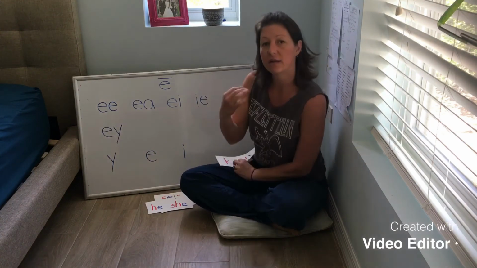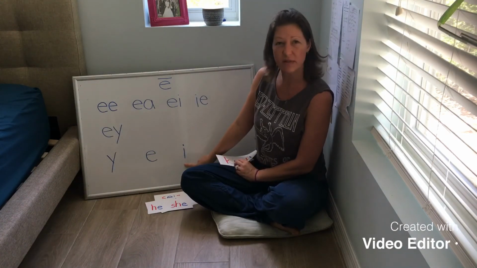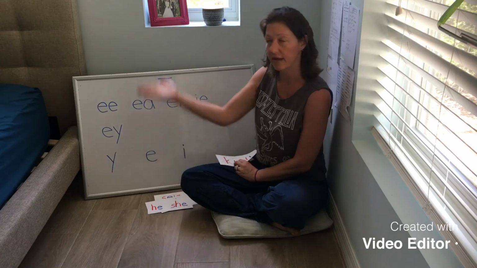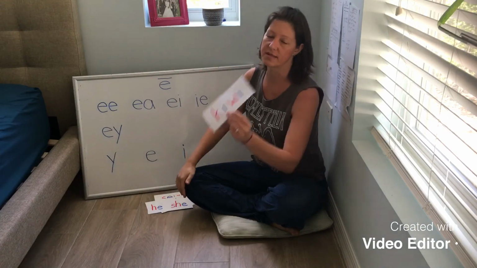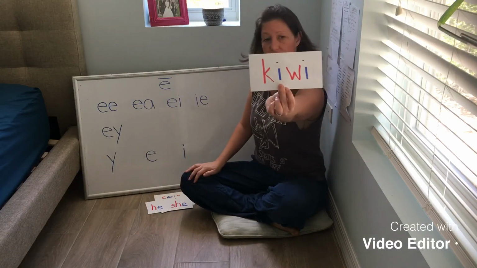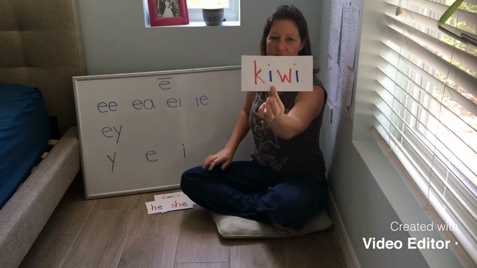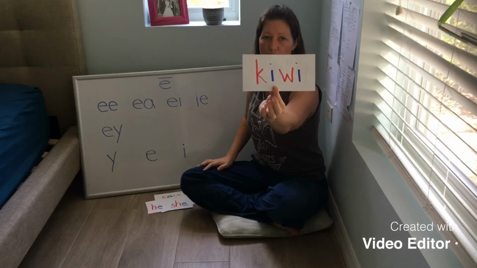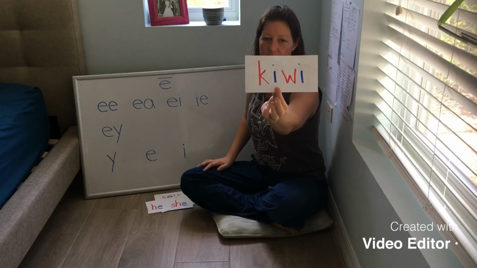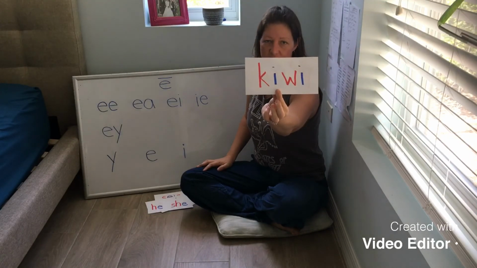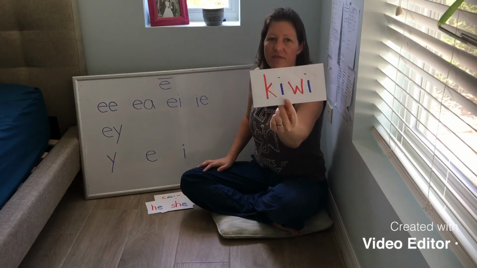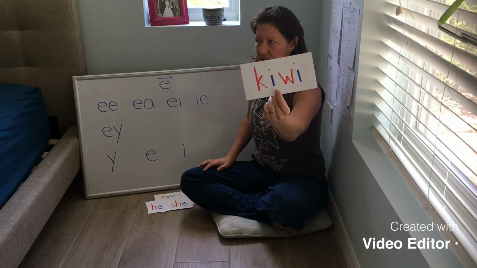And last but not least, sometimes the letter I can even make an E sound again. English is coconuts. Here we go. Try and read that word with the letter I making the E sound. It's a single letter phonogram in this word. Kiwi, that's right. It's either a green fruit with lots of seeds, or a person that comes from New Zealand.